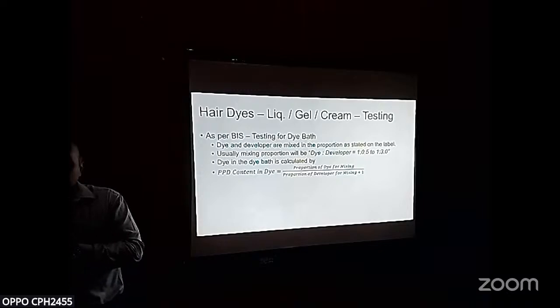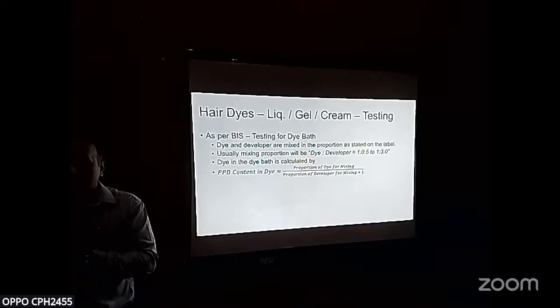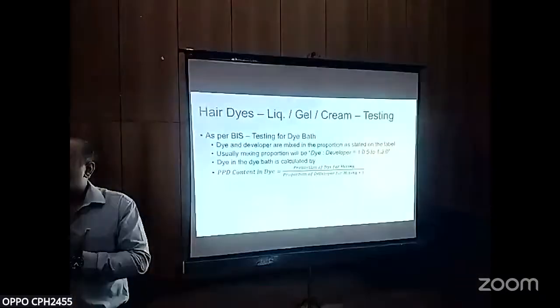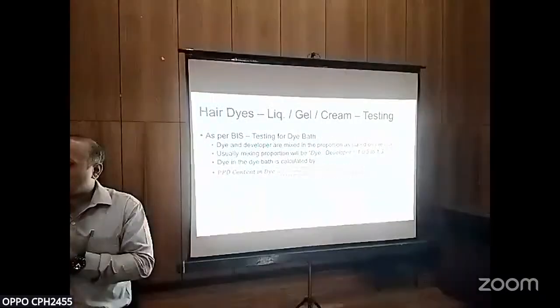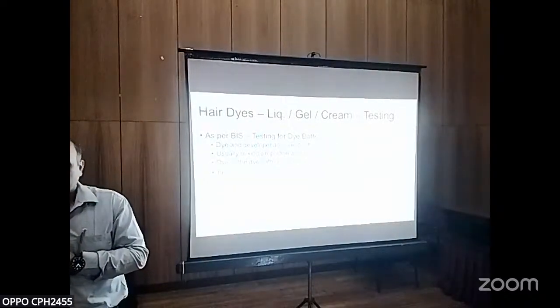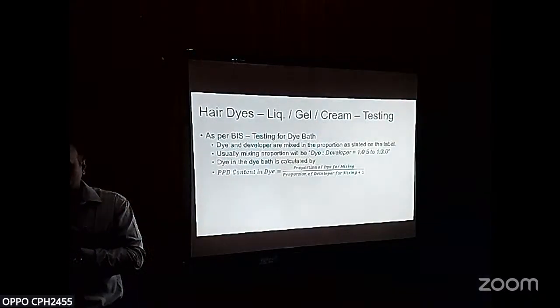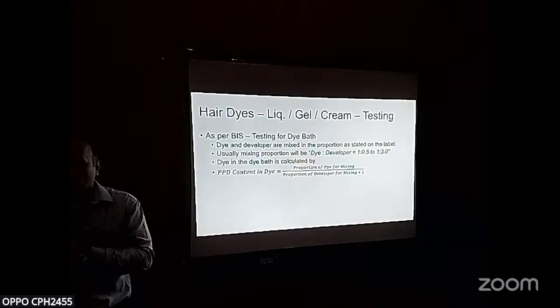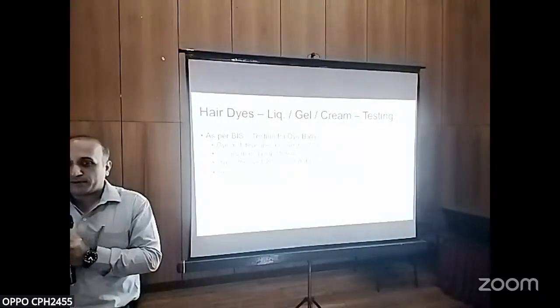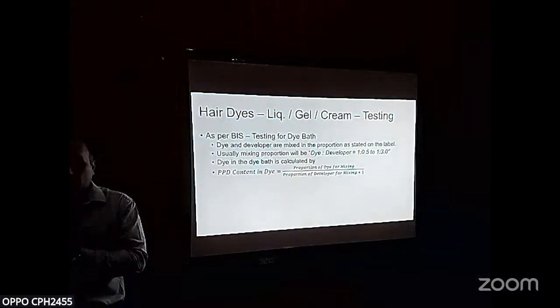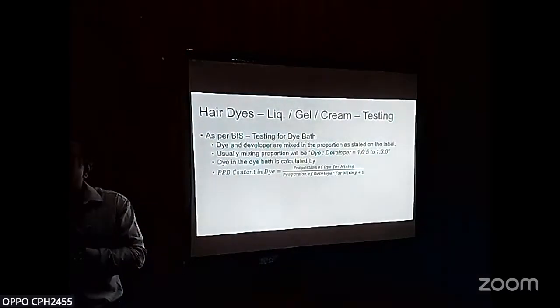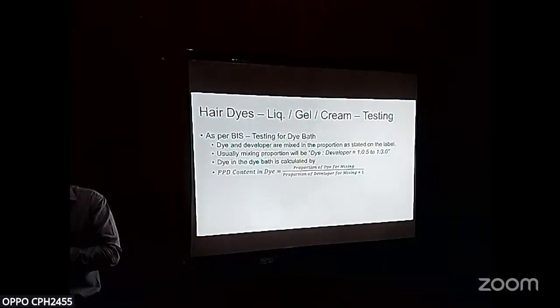And then it comes to the dye bath. The dye bath is what you get once you mix both of them and form a thick paste. How do you estimate a dye in this? There's a particular ratio which the manufacturer has to declare and print on the label, what portion of the dye and the developer has to be mixed. Then a particular calculation has to be done, and the PVPD or the dye content in that has to be estimated by this formula.